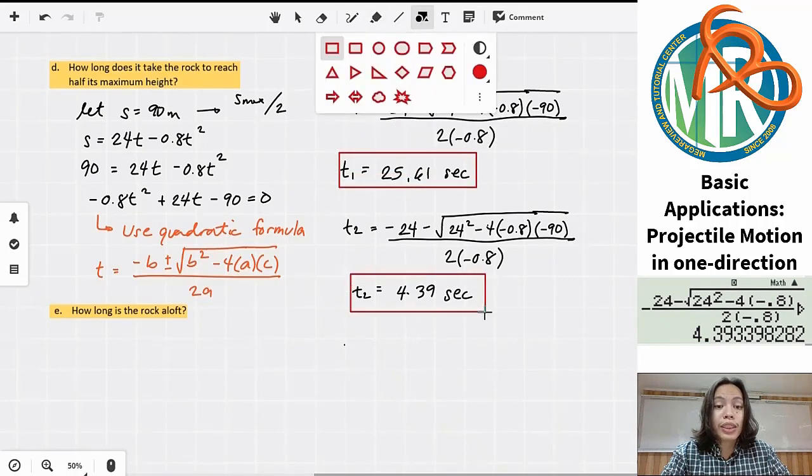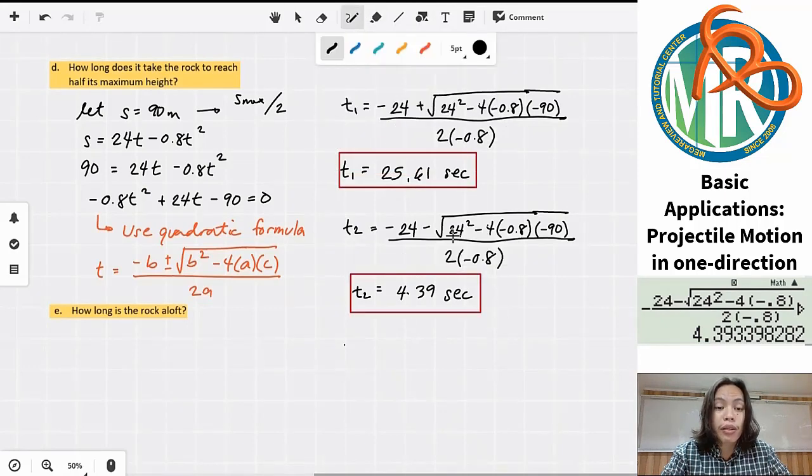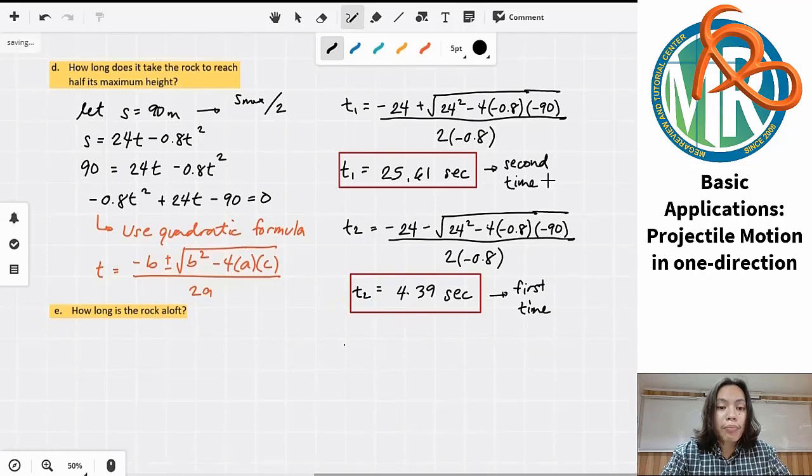This is understandable since the rock will pass that point twice, once during ascent and once during descent. The problem is probably specifying the time it takes for the rock to reach half of the maximum height for the first time, right? Therefore, we will choose the earlier time. T equals 4.39 seconds. And anyway, in your board exams, you will have choices, right?